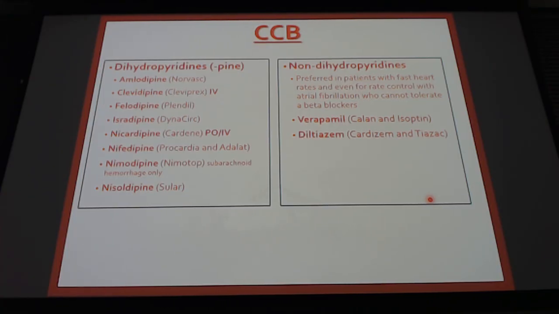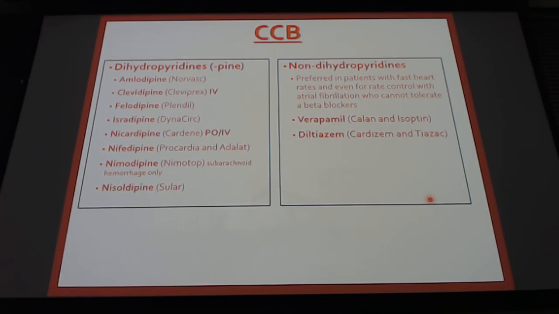So amlodipine, felodipine, nicardipine, nifedipine, okay, all ending in P. When we look at this, your DHPs have more of an effect on your pressure, so blood pressure. Whereas your non-DHPs have a lot more effect on the heart. They're more selective for the heart.